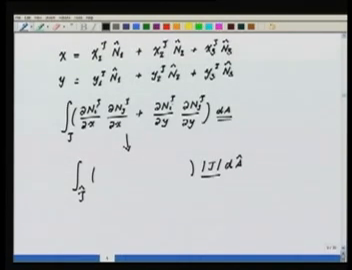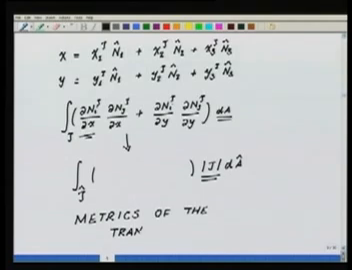The question is, what is this guy, and how do I map these derivatives, that is, how do I use the derivatives in the master element to obtain the derivatives in the physical element? So for that we will have to obtain the matrix of the transformation. Okay, so how do we obtain the matrix of the transformation?